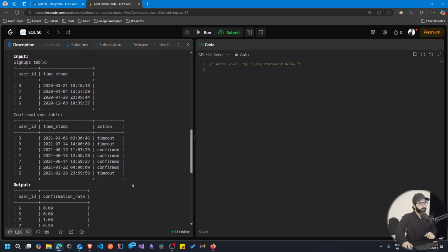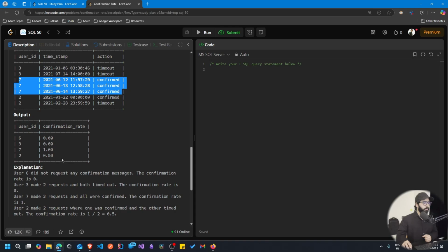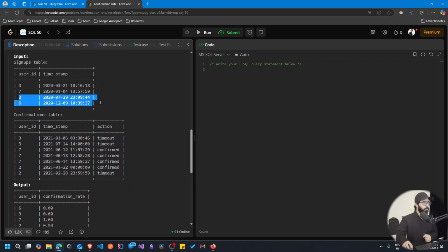Okay, so let's start analyzing with the first user. We have 3 on 3 timestamp, timeout. So the confirmation rate for confirmed is 0. Yeah, 0. And for the next, 7 and 7, oh, confirmed divided by total number of requested, 3, 3, 1, 1. Cool. And similarly we can do it for the rest of those.